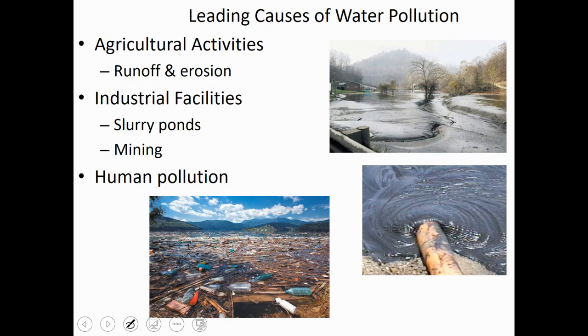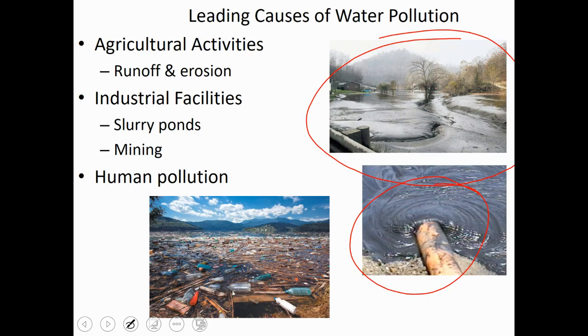Industrial facilities, you could think of mining with their sludge ponds. Here's a pipe just discharging a slurry onto the land, and that will make its way into the water system. This picture, right now I cannot remember where it's from, but I believe it was in the Midwest somewhere, and it was a sludge pond that broke loose, and it came down the river system, and it flooded the backyards of many people's houses and caused huge issues.